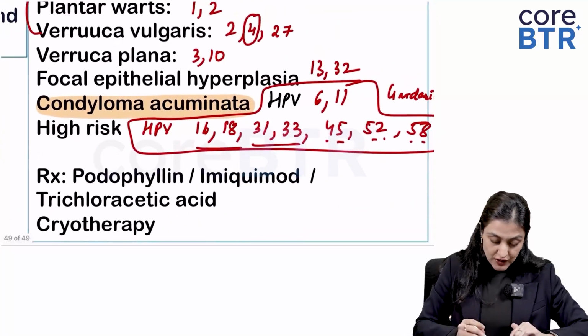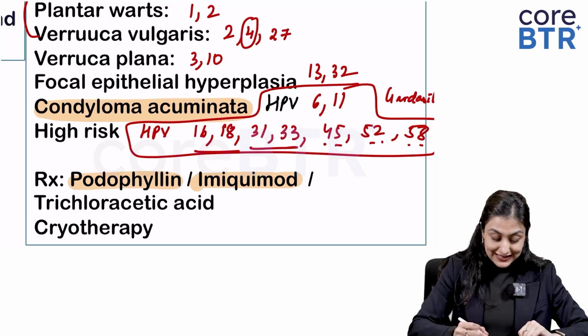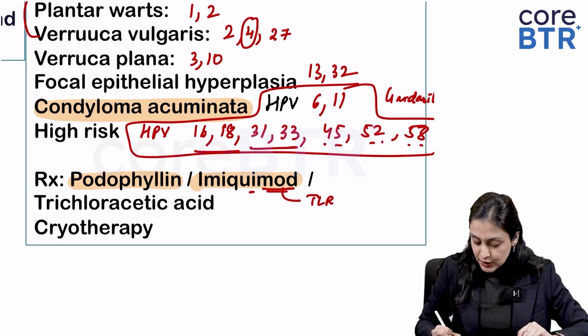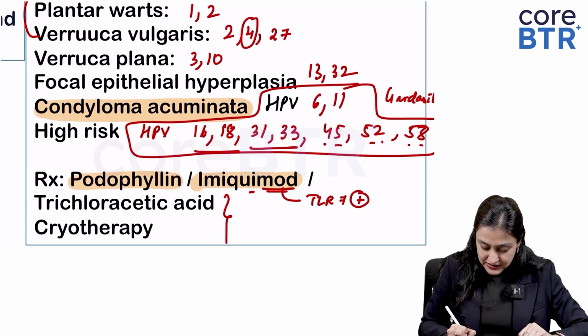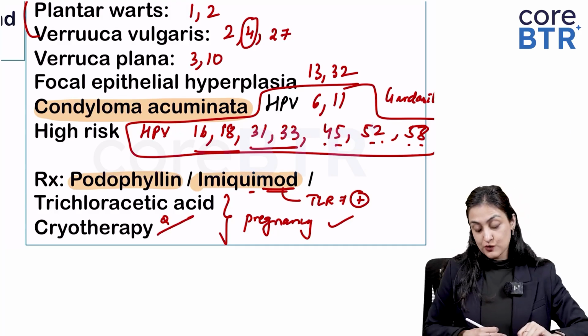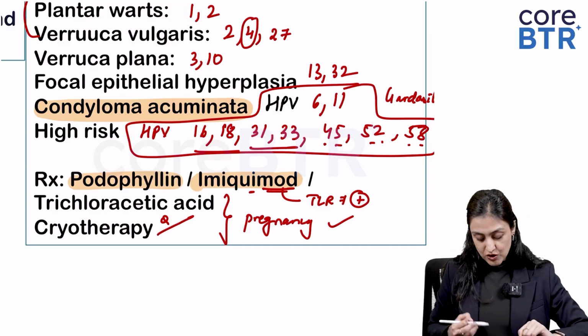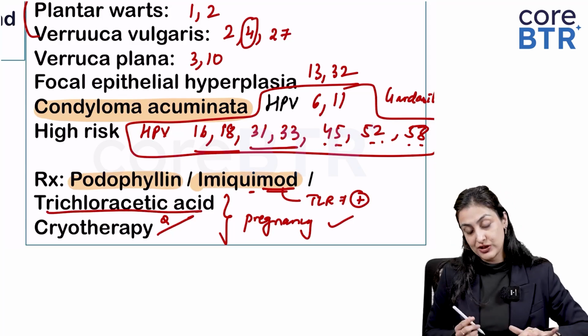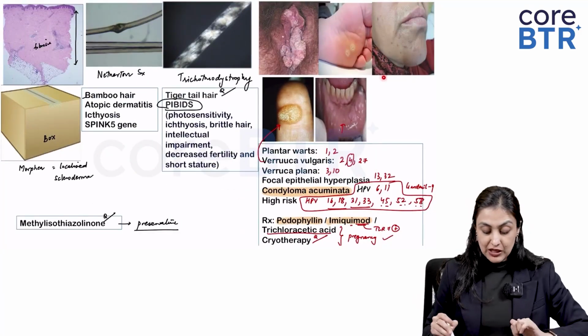Now, for warts, you can use podophyllin or imiquimod. Imiquimod is an immunomodulator, as the name suggests. Its target is toll-like receptor 7 agonism. But in pregnancy, you can't use these two drugs. So what is safe in pregnancy? This is a PYQ, cryotherapy. So for genital warts, any other warts, you can use cryotherapy or you can use TCA. That's also safe in pregnancy. So this is about warts.